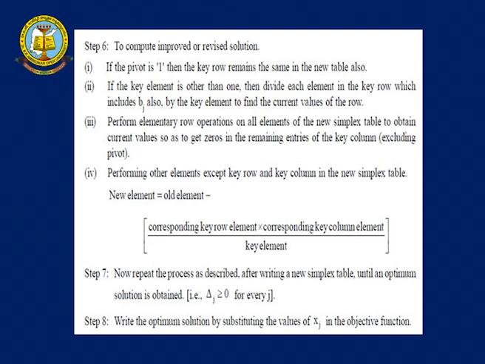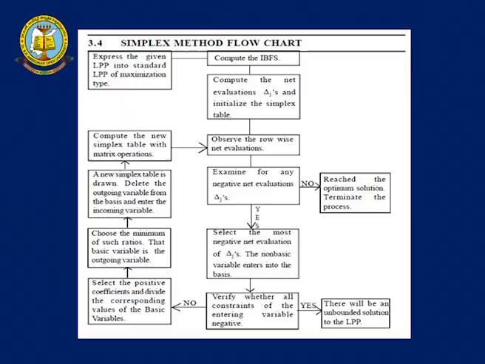Okay, let me discuss all these 8 steps with the help of one example. Here this is the simplex method flowchart. Here I will explain this procedure once again. First, express the given LPP in the standard form, that is maximization. Then compute the initial basic feasible solution.